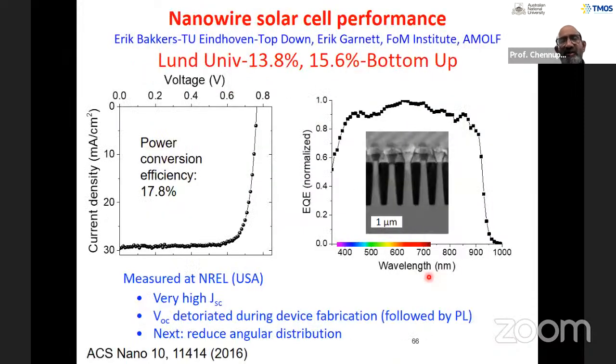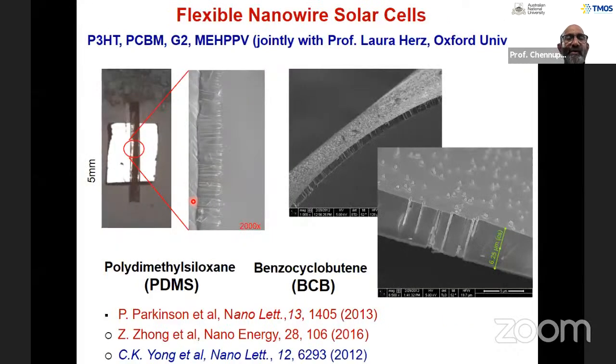To cut the long story short, one of our colleagues at Technical University of Eindhoven, Professor Erik Bakkers' group, and Professor Erik Garnett's group at the FOM Institute in Amsterdam have demonstrated efficiencies of these nanowire solar cells as high as 17.8% or so, which is looking extremely promising for using these nanowires in solar cell applications. We have been exploring the possibility of using these nanowire solar cells for flexible solar cells, by using organic and inorganic semiconductors together, in collaboration with Professor Terahertz's group at Oxford University.